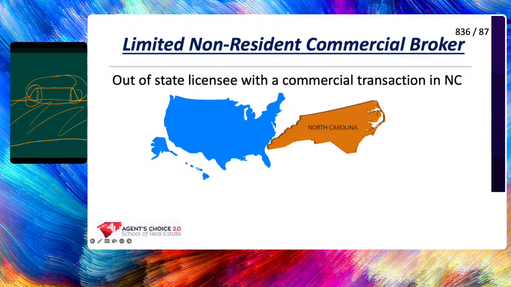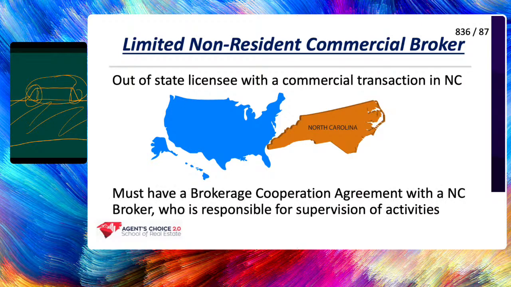Now, it's got to be someone with an active license in the state they're coming from. It's got to be only for commercial, not residential. There is no limited non-resident residential broker license, not a thing. They must have an agreement with a North Carolina firm so that they know what rules to follow. They're not just allowed to come in here like the Wild Wild West and do whatever they're used to doing back in their state.